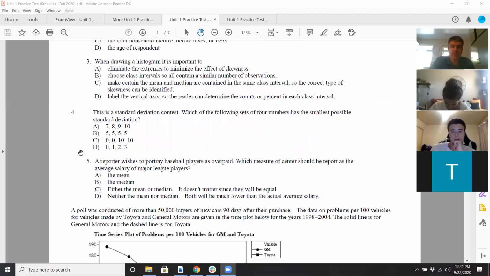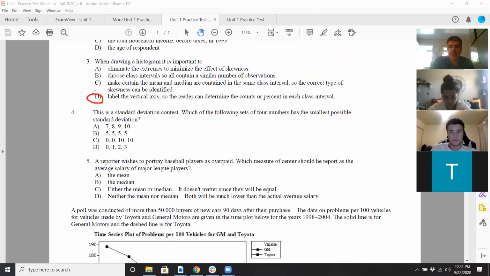Okay, so for 3, when drawing a histogram, it is important to... does someone want to chime in here on what they said for 3? Or you can put it in the chat. Which of you think those are important? I like D. Yep, D is good. Thank you, Aiden, for that.